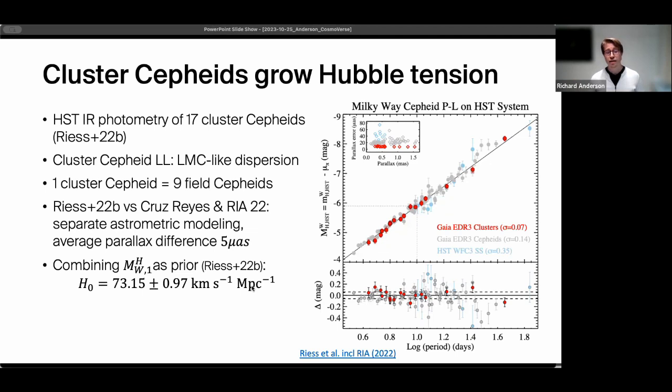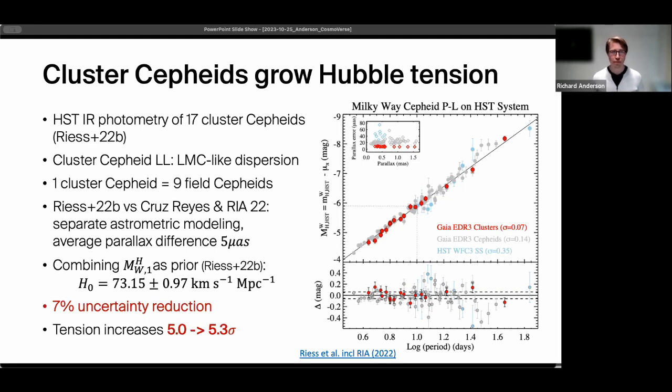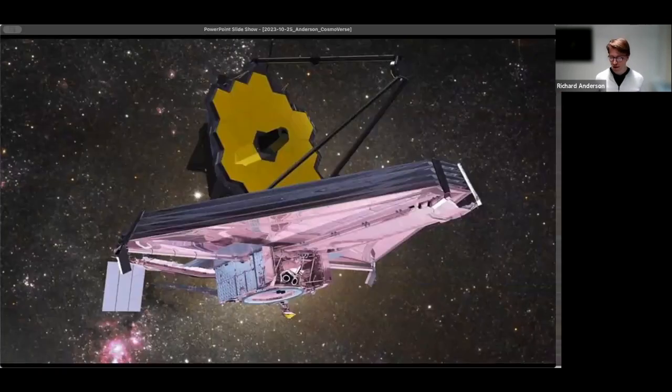Now, combining the absolute magnitude that is derived based on this fit with the analysis by the SH0ES team, this leads to an H0 of 73.11 or so, which represents a 7% uncertainty reduction compared to what was available before, and would increase the tension from 5.0 to 5.3 sigma. So these cluster Cepheids really are very useful for calibrating the Leavitt law, and with more such clusters in hand from Gaia DR4, we expect to go to about a 0.4% calibration in the Milky Way.